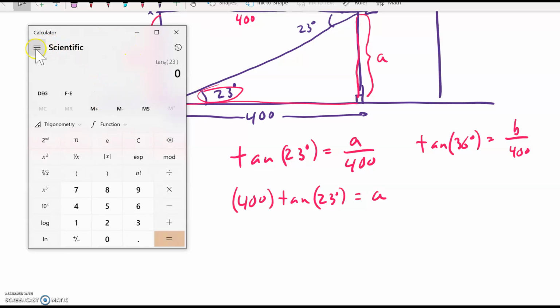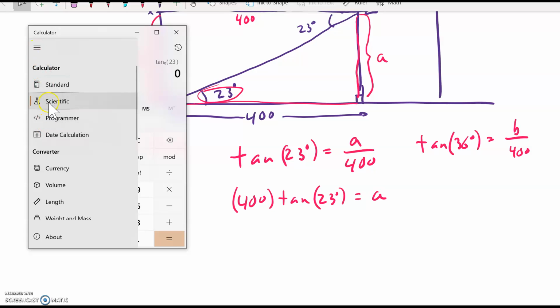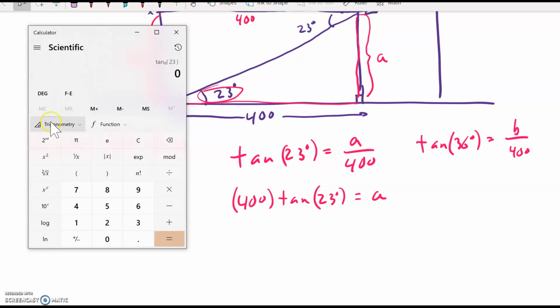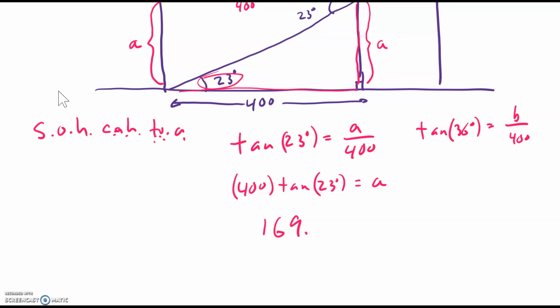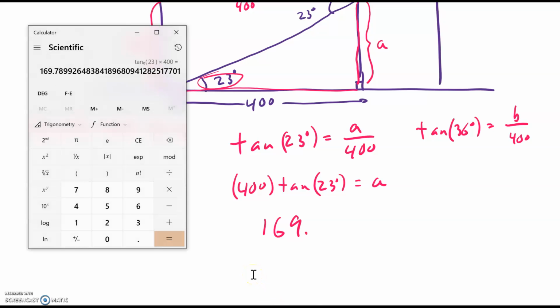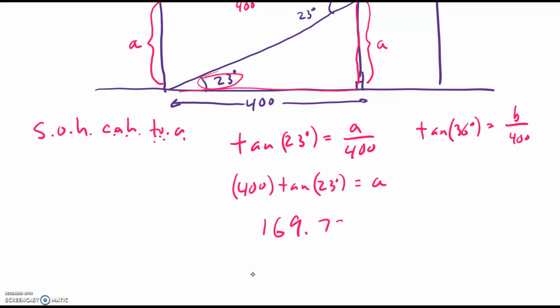I'll just use this calculator that comes with Windows here. If you go to the menu and click scientific, then you have trigonometry right there. Let's type in 23 degrees, and the default is degrees. It says degrees right there. 23, trigonometry, tangent. Tangent of 23 degrees is 0.424. Times that by 400, and you get about 169.7899.